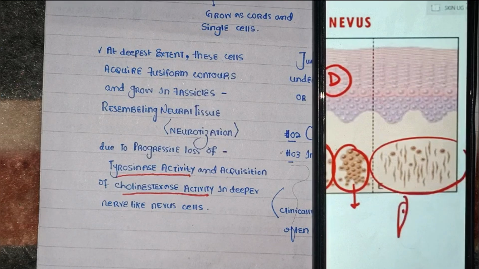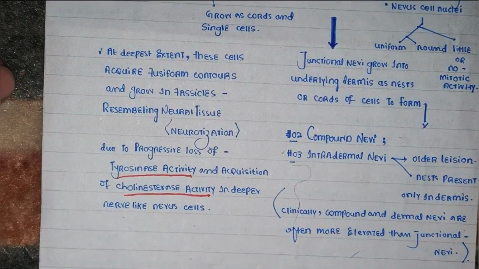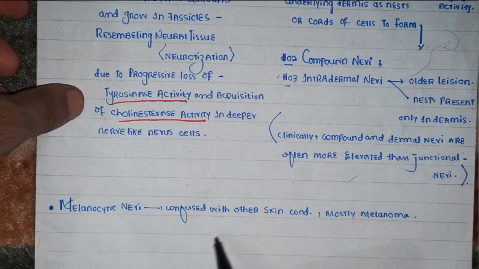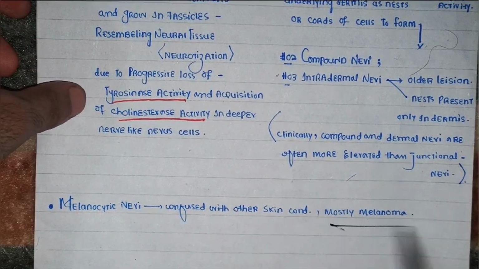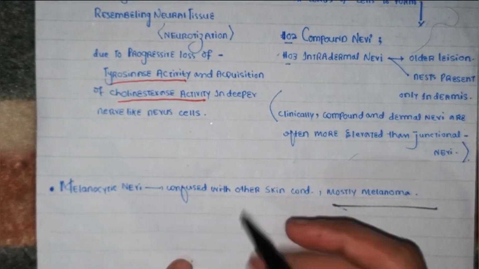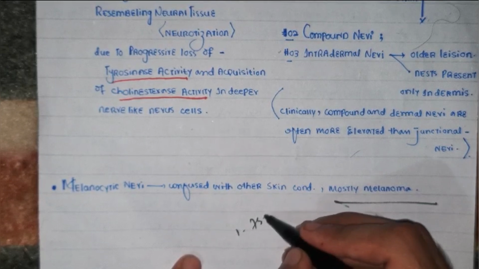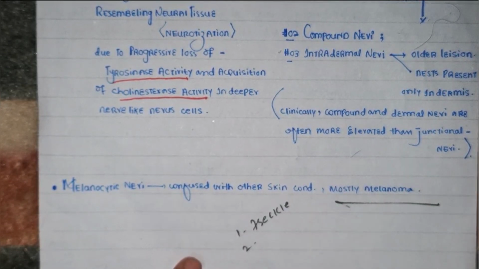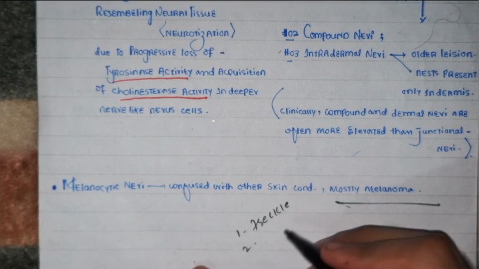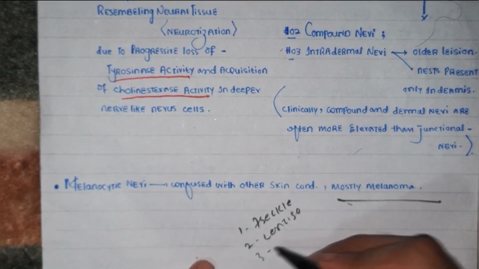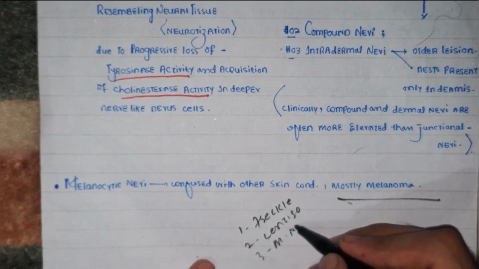And one last thing about this is that these melanocytic nevi are confused with other skin conditions, mostly melanoma. This is all about today's lecture, where I covered three things. One is freckles, number two is lentigo, and number three is melanocytic nevus.